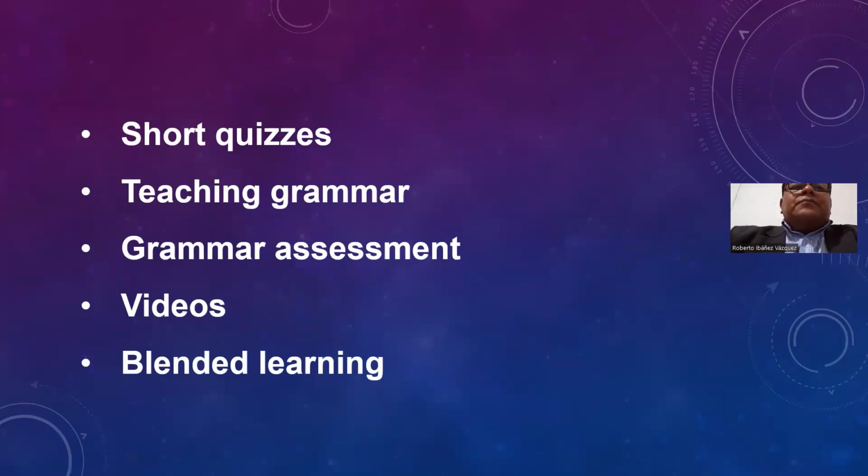Teaching grammar. Orr in 1991 states that there are two ways to teach grammar. One is implicit grammar and the other one is explicit. Which one is the best? There is no answer to this question.